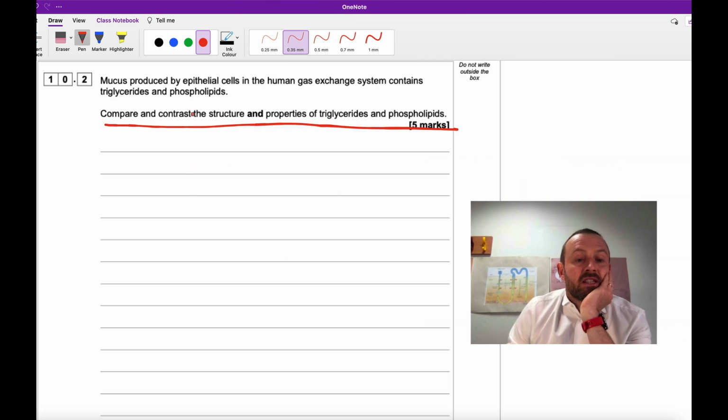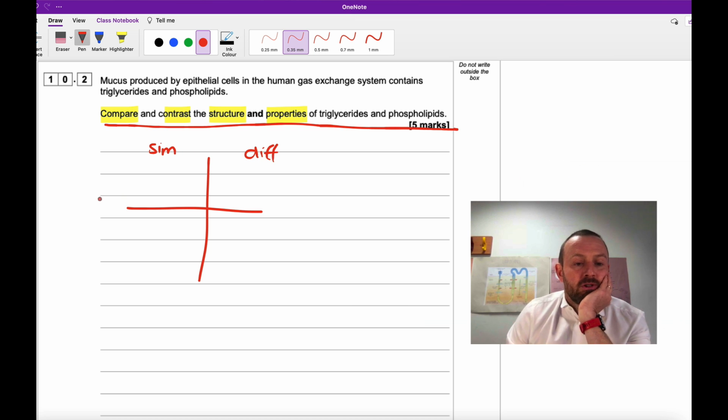Okay, well, this is a nice question. Look at the things that we're asked to do. Compare, contrast, structure, properties. So we might have a little plan almost of similarities, differences, structure, and properties.